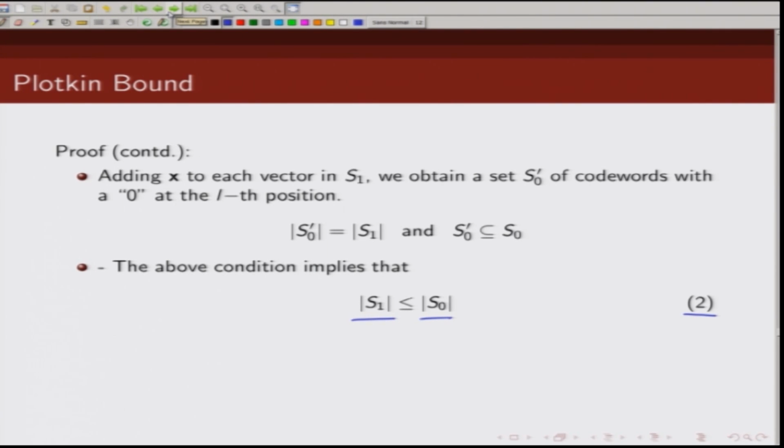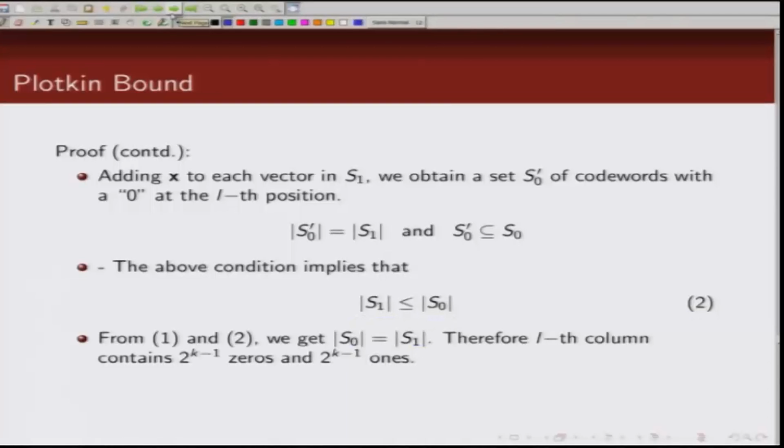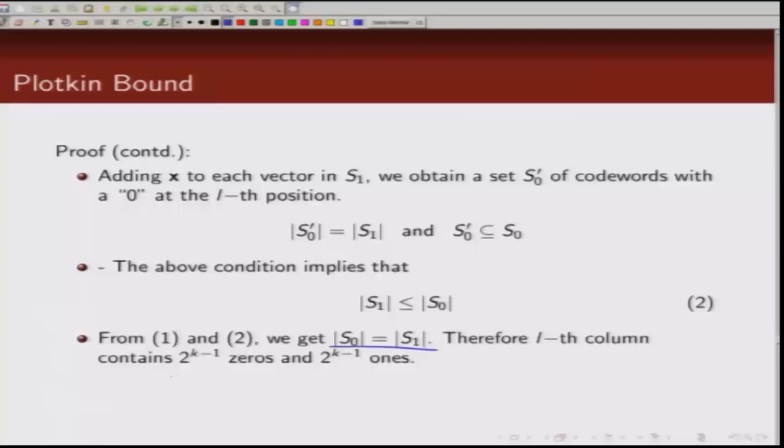Now, these two conditions will be simultaneously satisfied only if both are the same. So, from 1 and 2 we can conclude that the number of code words that have 0 at the lth location is the same as the number of code words which have 1 at the lth location. So, then you have a 2^k cross n array. Half of them are zeros and half of them are ones. So each column will have 2^(k-1) zeros and 2^(k-1) ones.